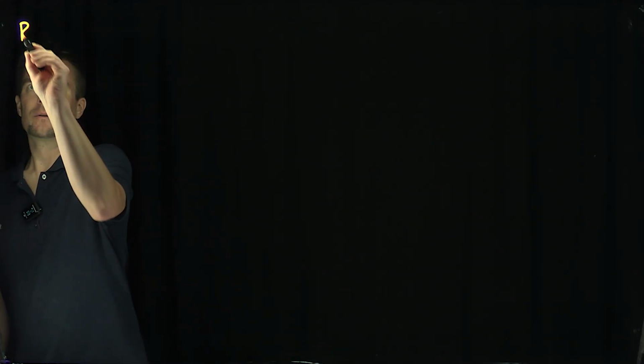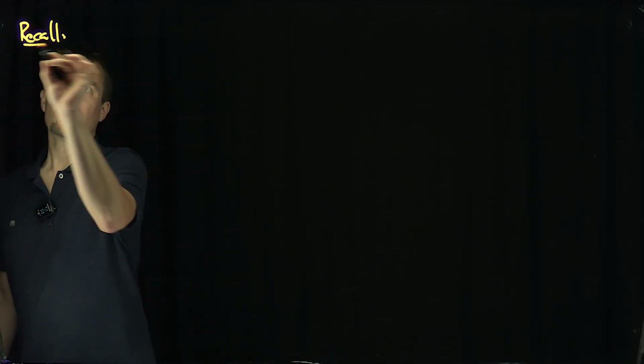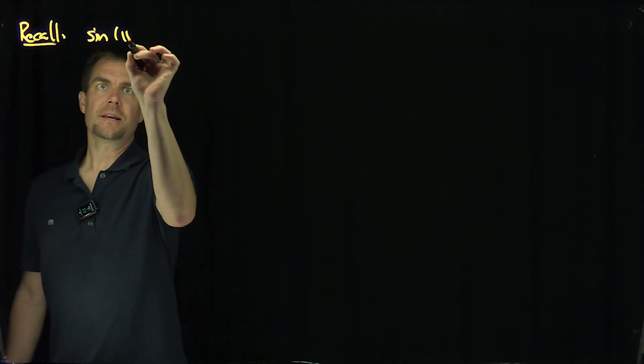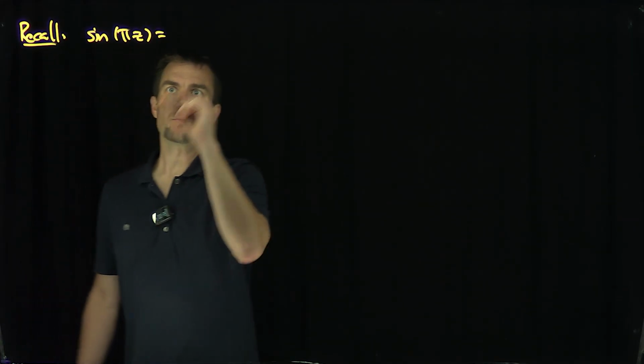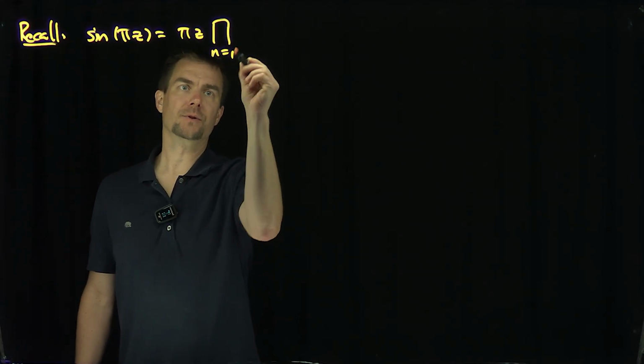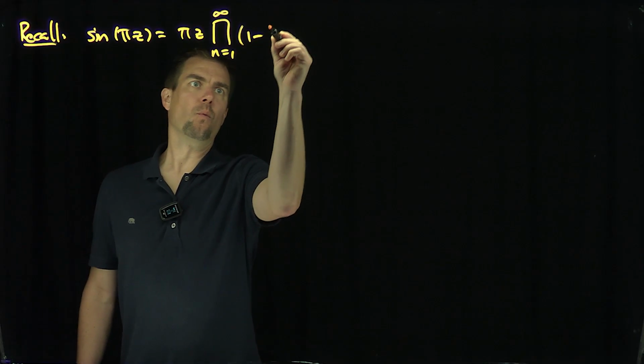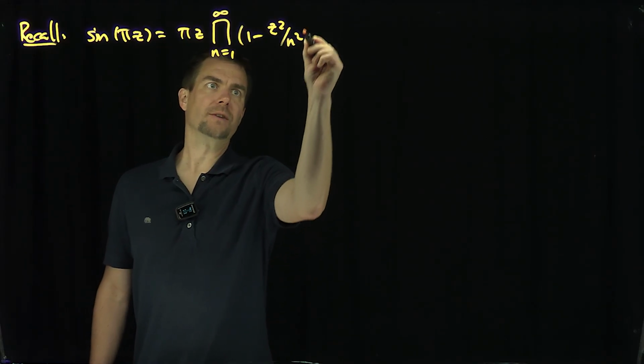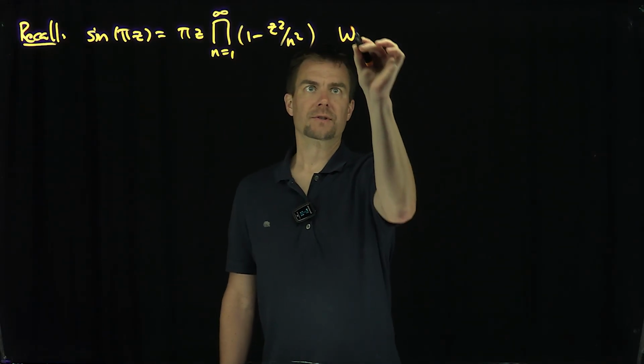Hello students, in this video we'll find the Weierstrass product for cosine and sinh using the Weierstrass product for sine. So let's recall, we have that the sine of pi z is equal to pi z times the product, n goes from 1 to infinity, of 1 minus z squared over n squared. This is the Weierstrass product for sine.